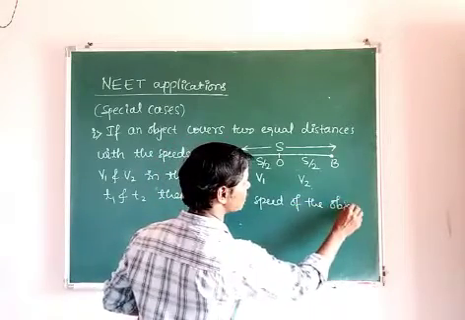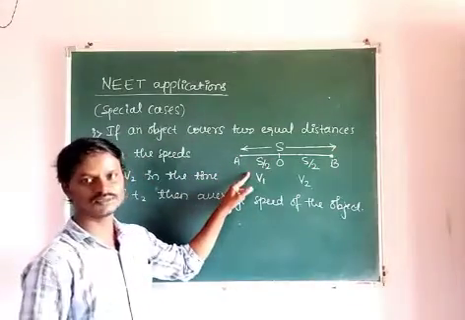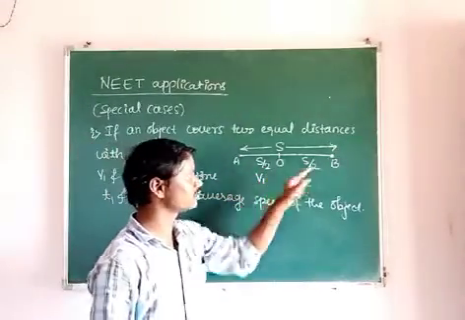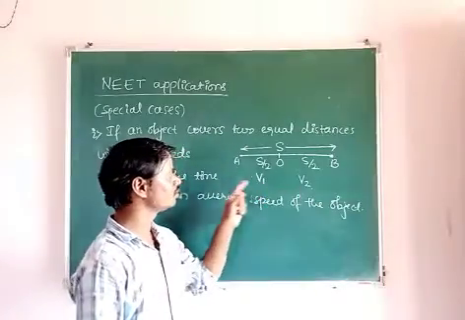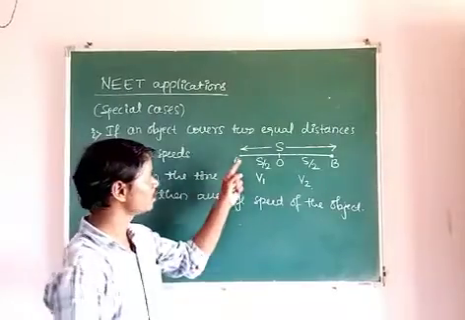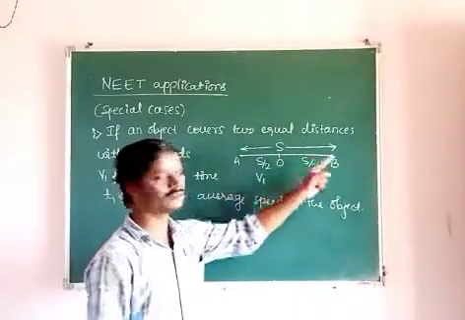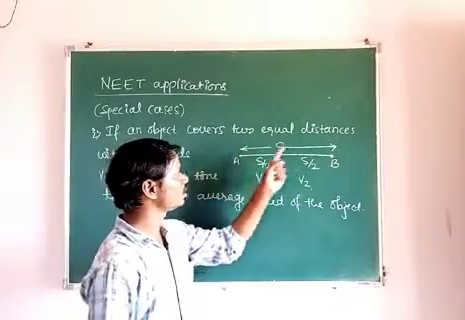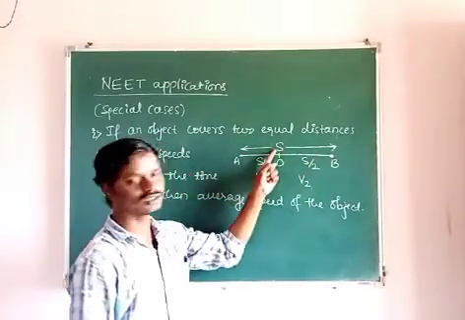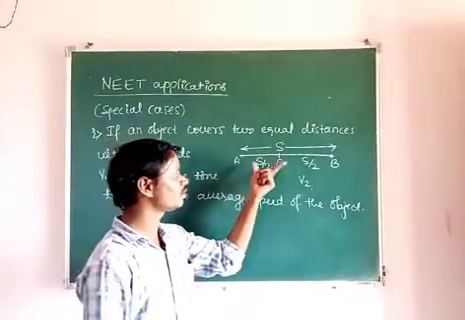So once again listen here. From A to O, what is the speed of the object? v1. From O to B, what is the speed of the object? v2. Then what about the average speed of the object? That we have to find. But in this case, the object covers two equal distances from A to B. See here, the total distance from A to B is S. Then it is divided into two equal parts, that is s by 2 and s by 2.